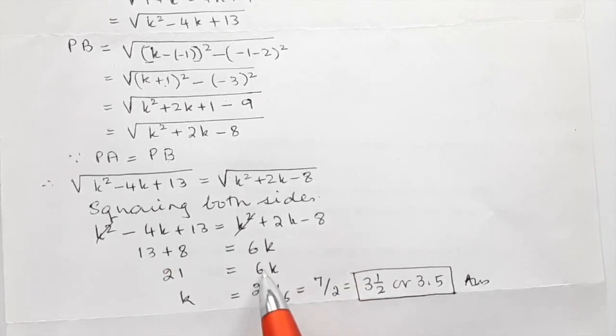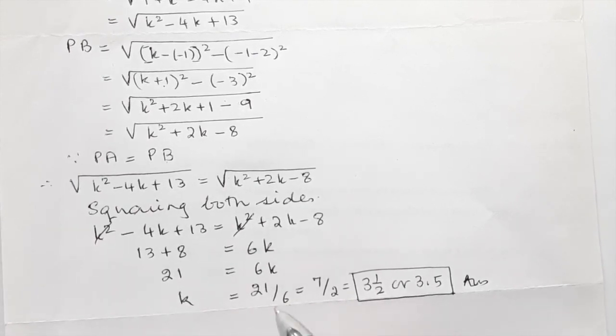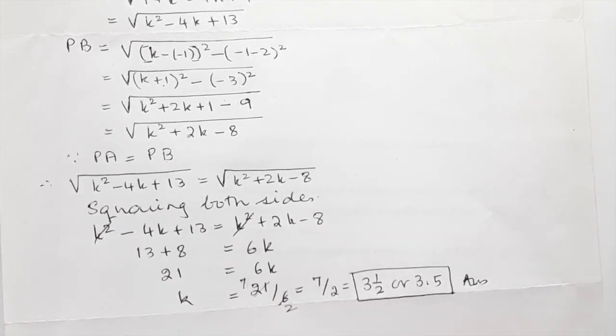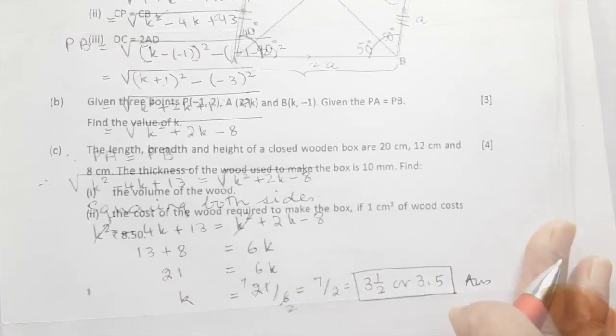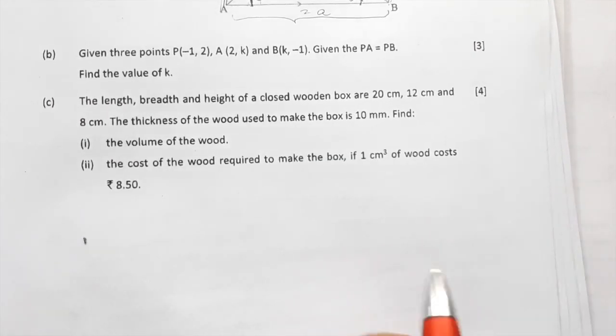And k will be equal to 21 upon 6, since 6 goes here and it divides 21. We have 3 7s, 21, and 3 2s, 6. So we have 7 upon 2 as the value of k, which is 3.5, and that is our answer. Let us look at the last question.